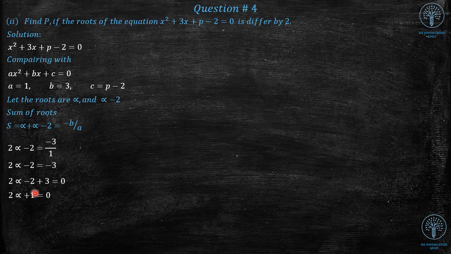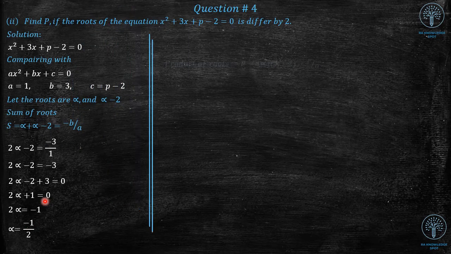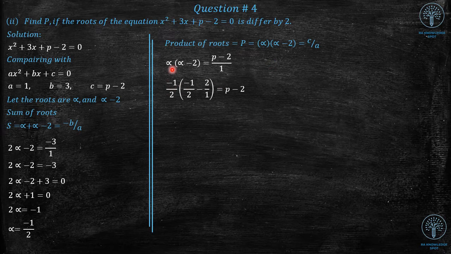This will be 1. When you take this side, or in this step even you can take minus 2 to the other side, you will have the same answer. Now the value of alpha is minus 1 by 2 again. Now the product of roots, that is alpha into alpha minus 2, is equal to c by a. Putting the value, what is the value of alpha? That is minus 1 by 2.